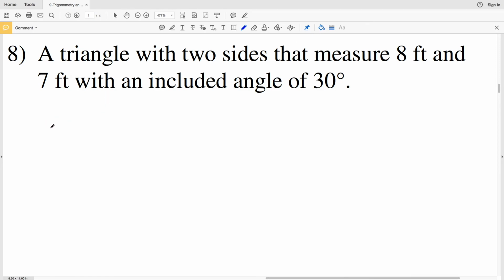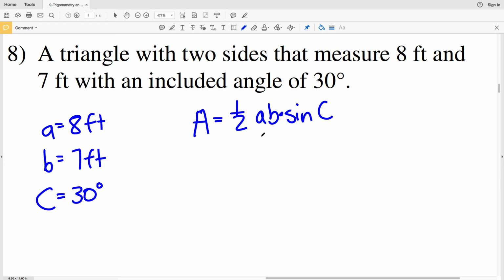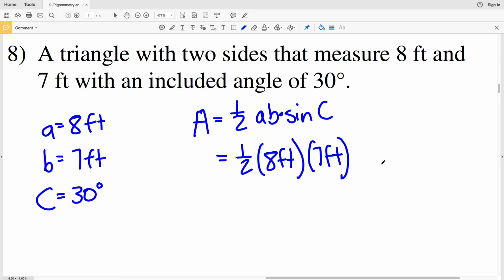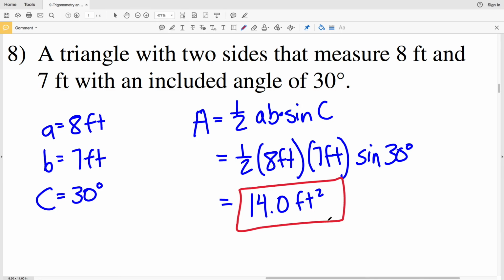Now, for number 8, a triangle with two sides that measure 8 feet and 7 feet, and that included angle is 30 degrees. So area equals 1/2 AB times the sine of C. That's going to be 1/2 of A, which is 8 feet, times B, which is 7 feet, and since our sides are in feet, we know that our units is feet squared for area, and then C, we'll take the sine of that, so the sine of 30 degrees, and that will give us 14 exactly. So 14.0 feet squared, and number 8. 14 feet squared is our area.